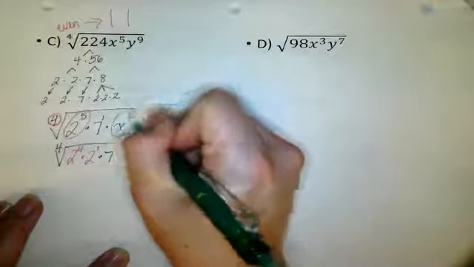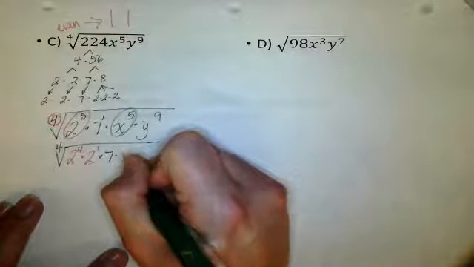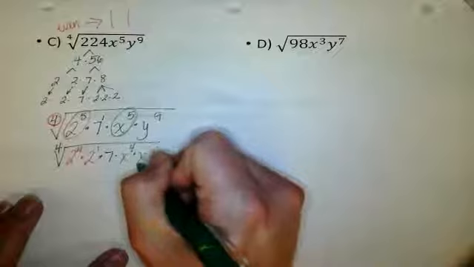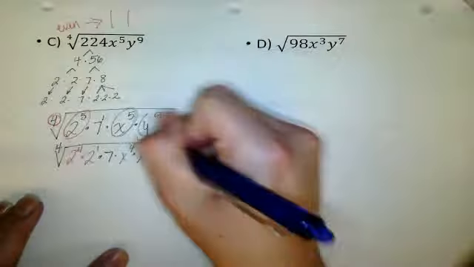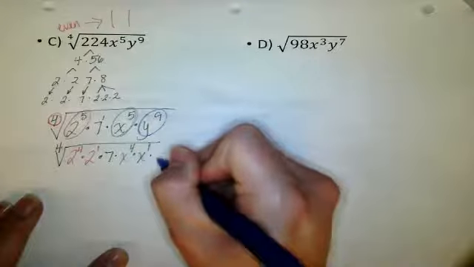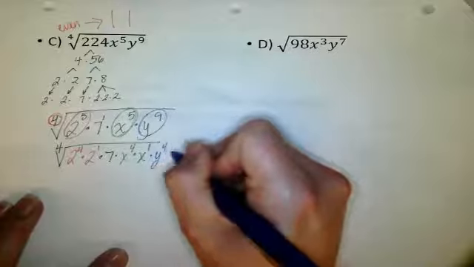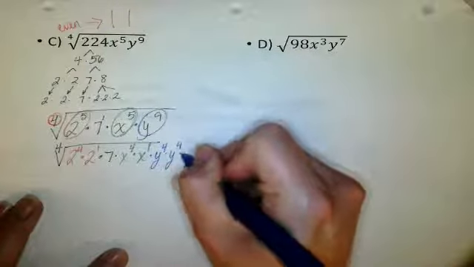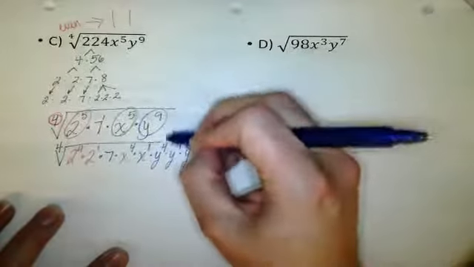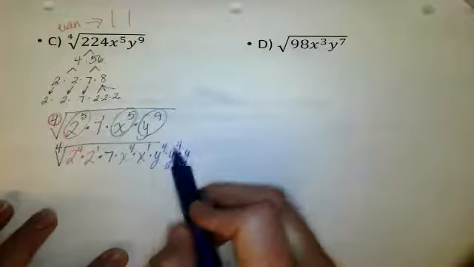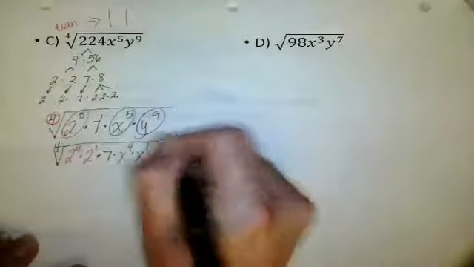What can I do with x to the 5th? X to the 4th times x to the 1st, yeah. And what can I do with y to the 9th? Y to the 4th times y to the 4th times y to the 1st. Because then they have the same base, you get to add the exponents. So 4 plus 4 is 8, plus 1 is 9. All right, and now we can find our roots.